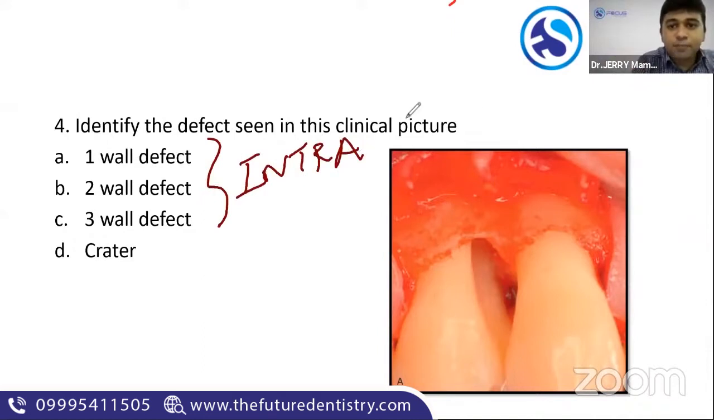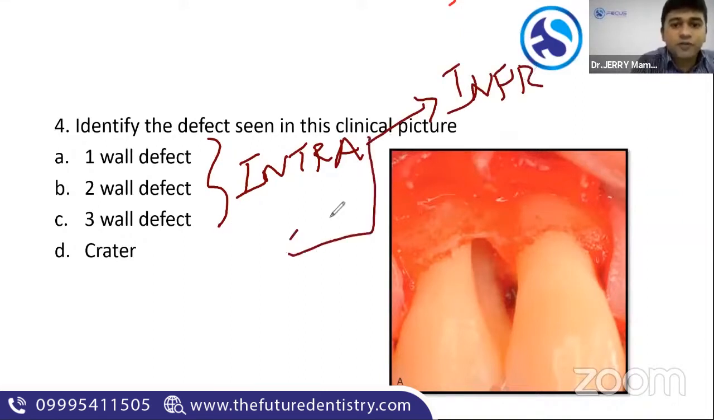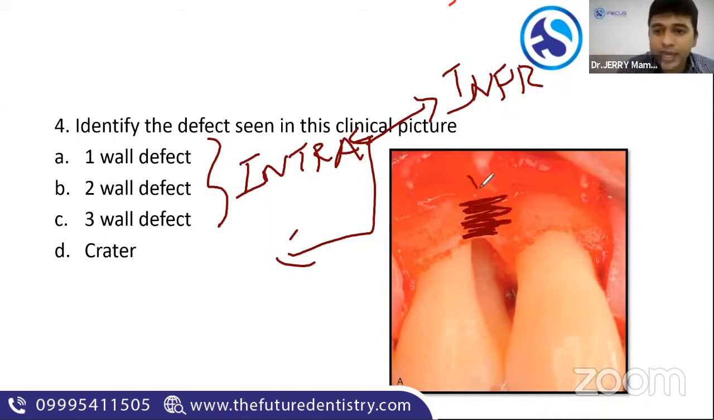Both of these are types of infra-bony defects. So that's how you look at it first. Many of you have already given the answer. Very good. So now this one, you have this wall here. Just think that this is a clinical situation and you're seeing it from the facial side. So this facial wall is present. So one wall we can tick.